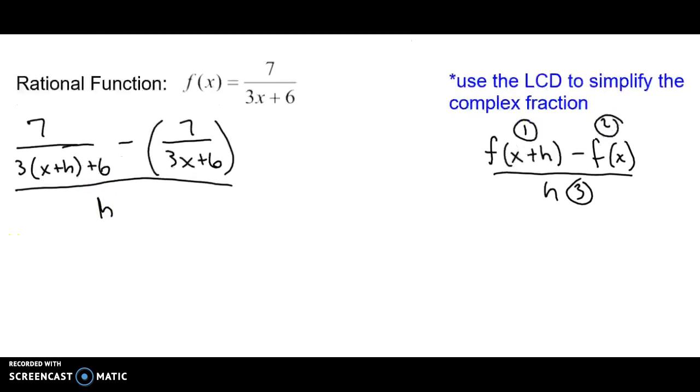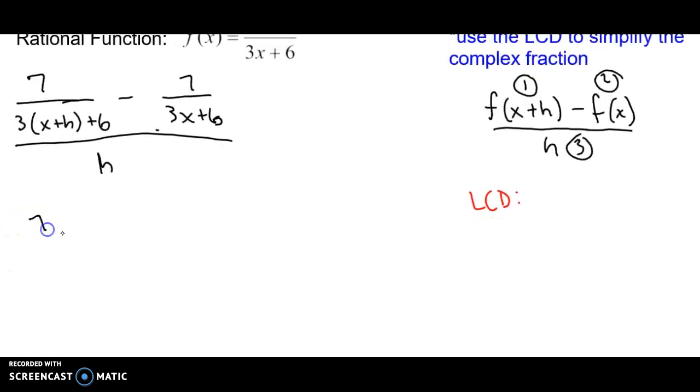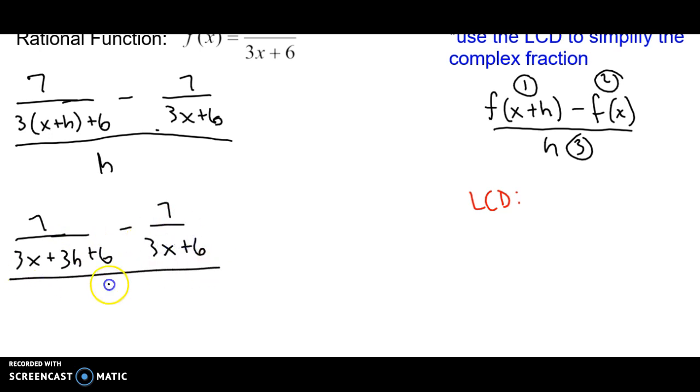So I'm going to look at this entire thing here. I can get rid of these parentheses because I'm going to be subtracting this entire fraction regardless. The first thing I want to look for is what my LCD is going to be. Your LCD in our case is going to be everything that's in the denominator for this first part. So I'm going to distribute first to find out what my LCD could be. So I get 7 over 3x plus 3h plus 6 minus 7 over 3x plus 6, all over h.